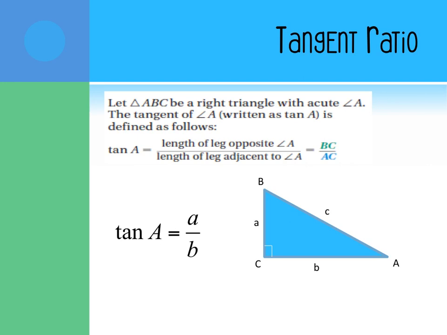So the tangent of an angle, in this case tangent of angle A, is equal to the opposite side over the adjacent side. So in this triangle, if I want to find the tangent of A, I'm going to look at the side opposite A, which is side A, over the adjacent side, which is B. Remember, we can't use the hypotenuse as an adjacent side. And then we said if I was looking for the tangent of angle B, I would use the side opposite B, which in this case is B, over the side adjacent to it, which is A.